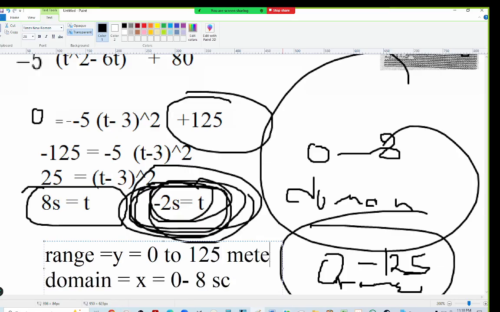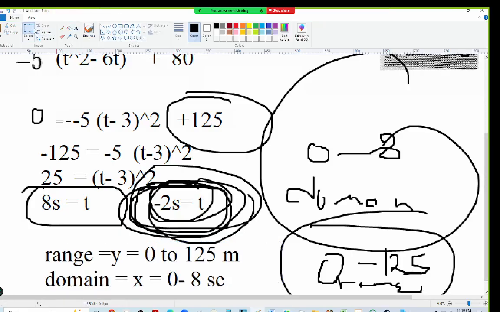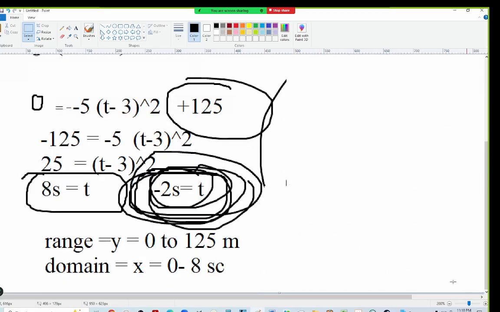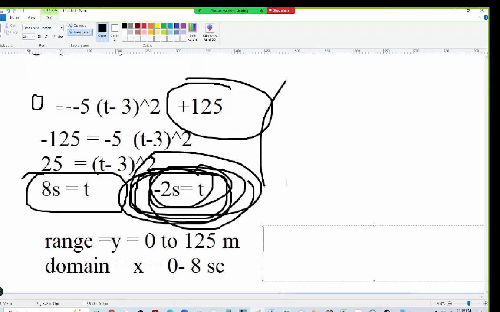So that's the range. Ask your teacher before the test if he wants the range expressed like this. Typically, they want it like this. They want the range expressed either like this.